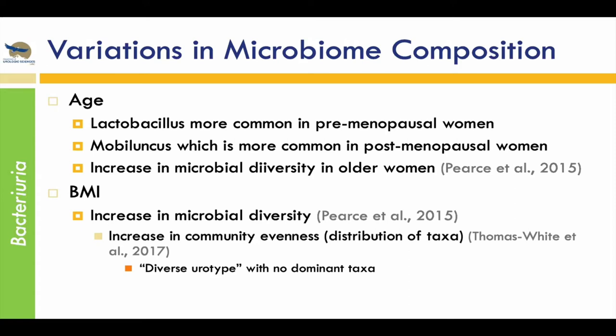In particular, studies have suggested that Lactobacillus is more common in premenopausal women. And further, with both age and increase in BMI, there's an increase in microbial diversity. So there's a more even distribution of various species, various taxa, and a loss of a dominant species.